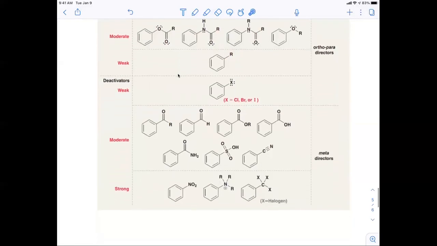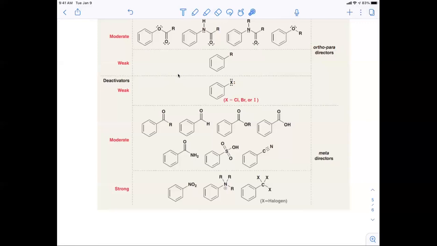When we get to deactivators, notice that this first one is my halides. So a halide is a deactivator, but it's also an ortho-para director. What is different about a halide that might make it a weak deactivator, but also an ortho-para director? What's the electronegativity of halides? It's pretty high, right? They're almost always going to be the one that's partially negative. Whatever's attached to them is going to be positive. So inductively, they have a very high electronegativity and a dipole.